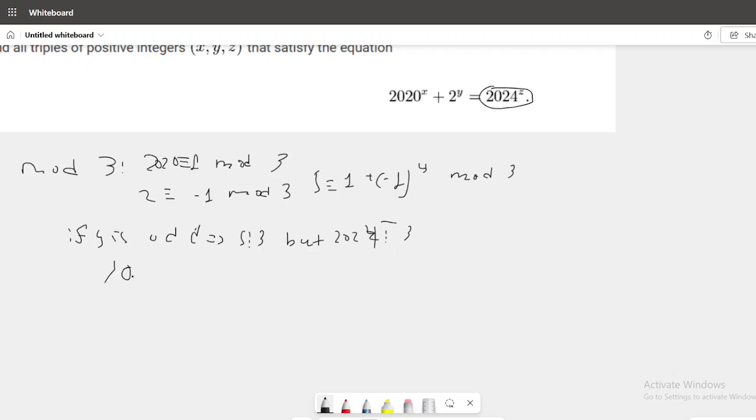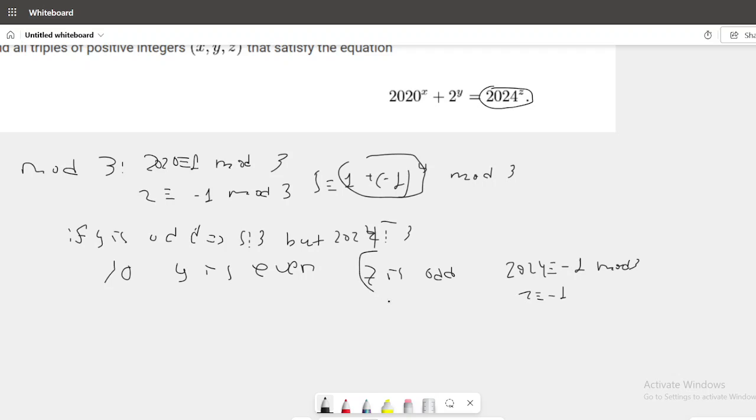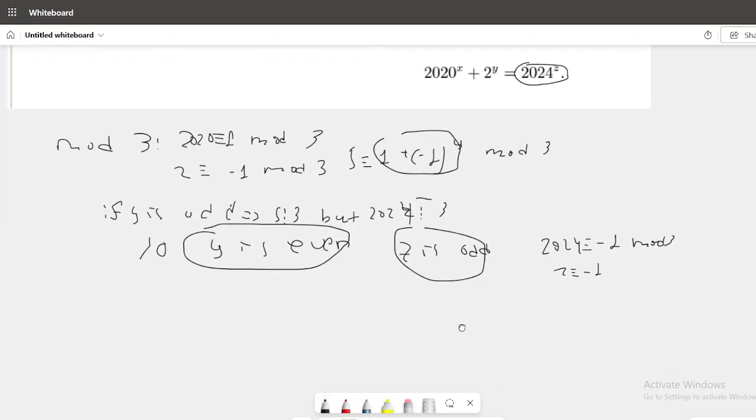So y is even, and this gets us z is odd, because 2024 is congruent to negative 1 mod 3, and 2 is congruent to negative 1 mod 3. This is 1 plus 1 that we get here. This is 2, and it's negative 1. So if z is even, it would be 1, but it's not 1, it's negative 1. So z is odd, and y is even. Okay, nice fact to start off.